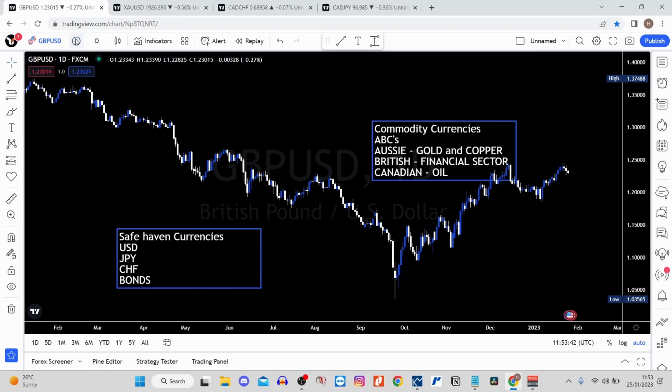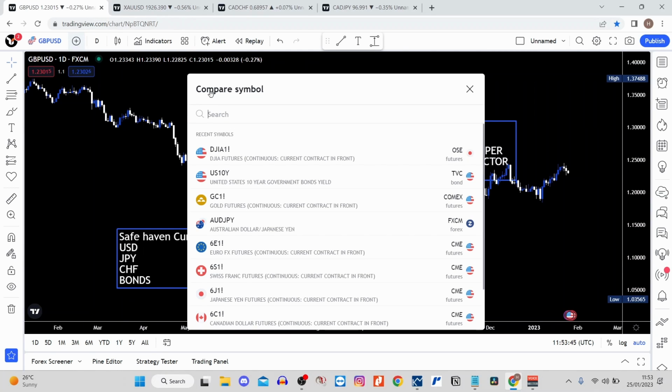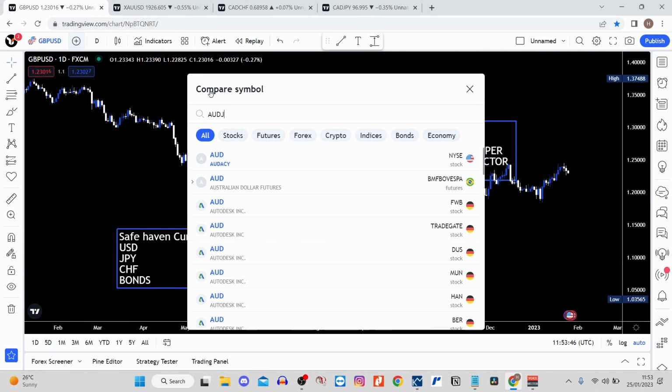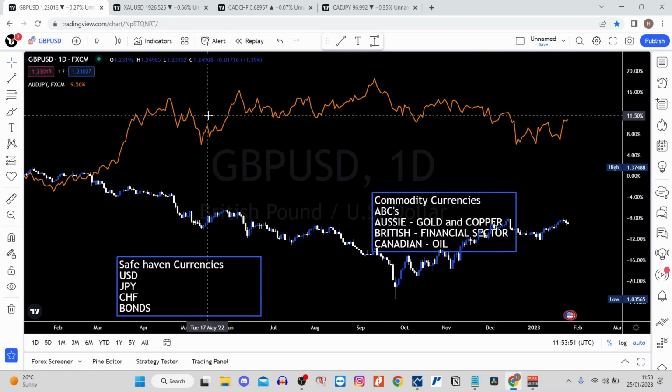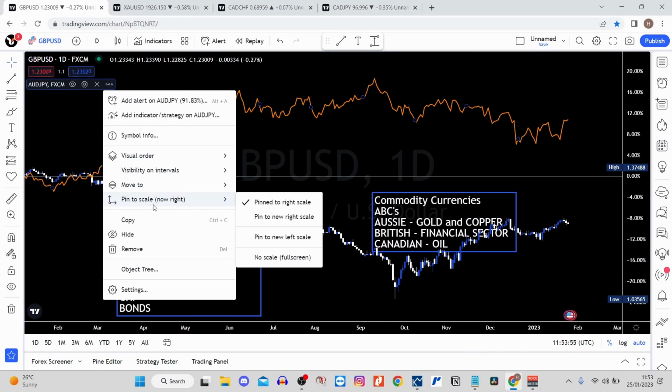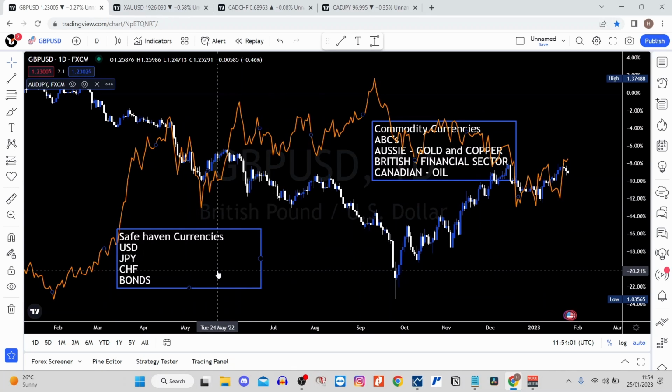Now, I'll just go and compare, and I will type in Aussie yen. Okay, now that's my first filter. The first thing that you need to do as well is ensure that you pin it to scale, or pin it to no scale, or pin it to the left of the scale, right? So easier to pin it to no scale.